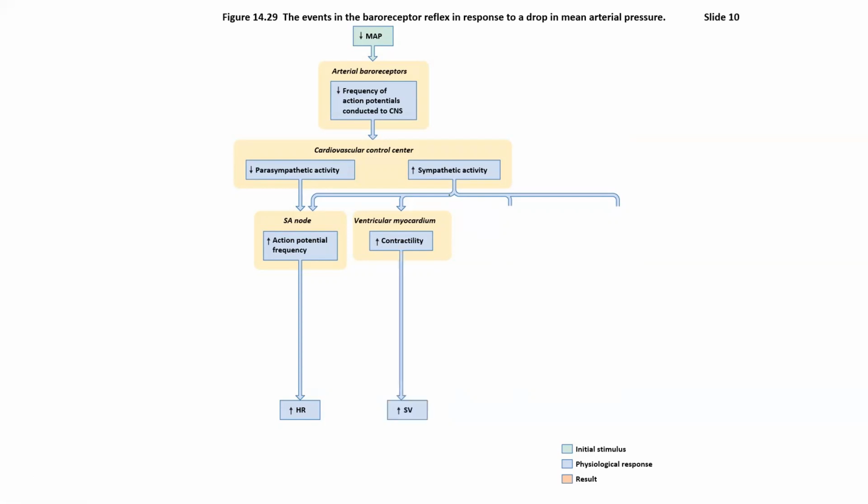The next factor that we're going to look at. Right, so all of those factors increase ventricular contractility, which increases stroke volume, how much blood is ejected from the heart. The next factor that we'll look at here is the veins.